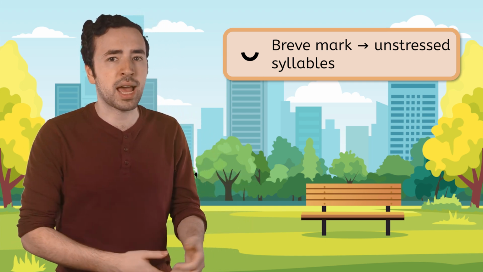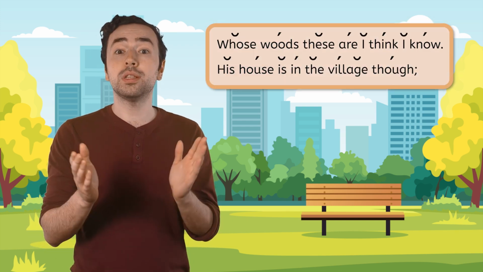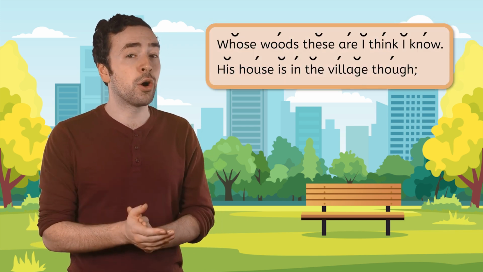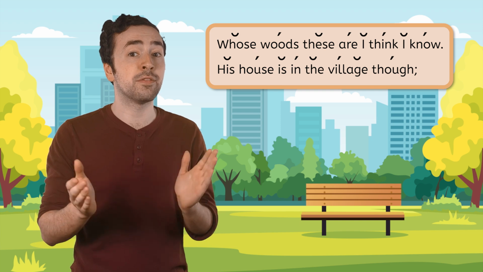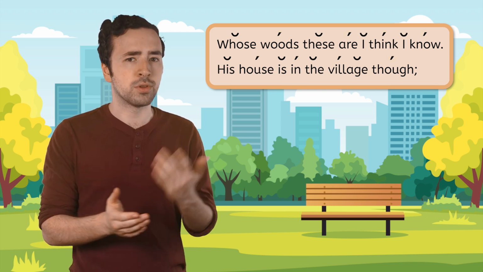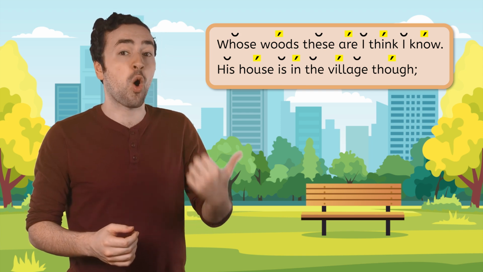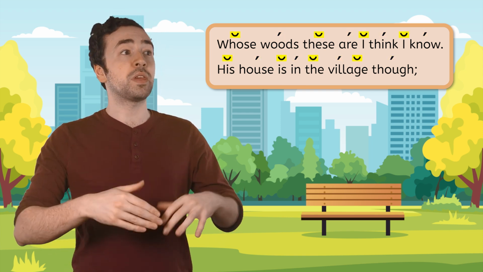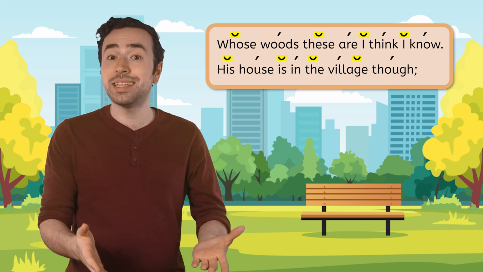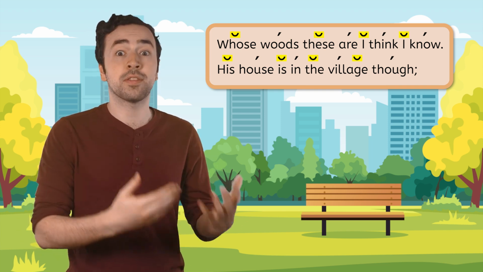Here, let's see them in action. Whose woods these are, I think I know. His house is in the village, though. Notice the stress marks above the syllables I clapped to, like woods and are. The breve marks are above the unstressed syllables that I didn't clap to, like whose and these.